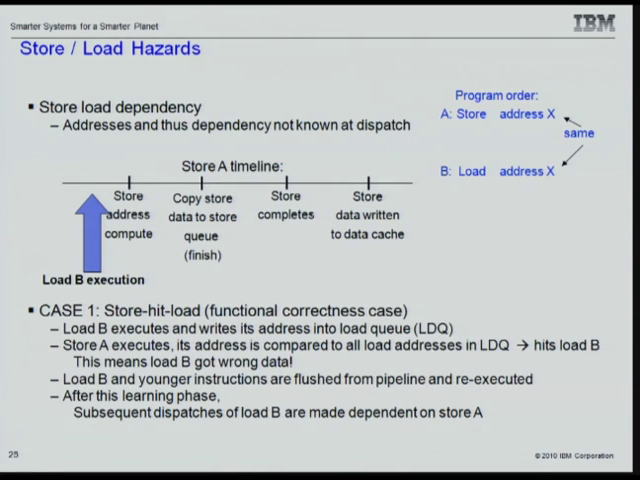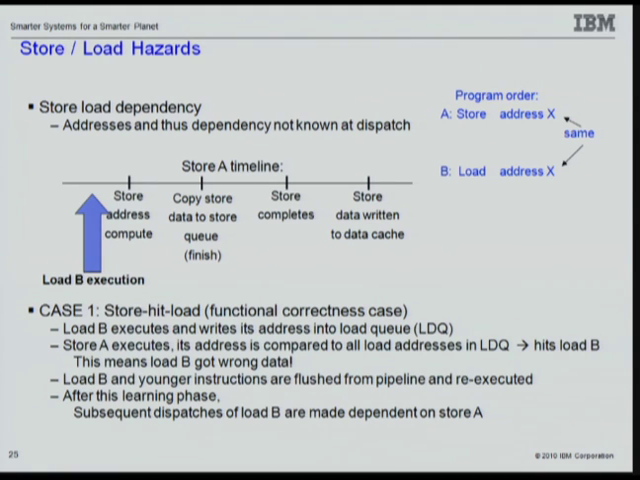Well, consider the case where the load is executed out of order and well ahead of the store. Now the problem is the load is getting the wrong value from storage, because the data has not been written back to the data cache. So this is a functional correctness problem. When load B initially executes, we write its address into a load queue. When store A executes, its address is compared to all load addresses in the load queue, and in this case, we hit the load B entry. That means load B got the wrong data. To correct this, we take load B and the younger instructions, flush them from the pipeline, and re-execute. But the good news is that after this learning phase, subsequent dispatches of load B will be handled differently.